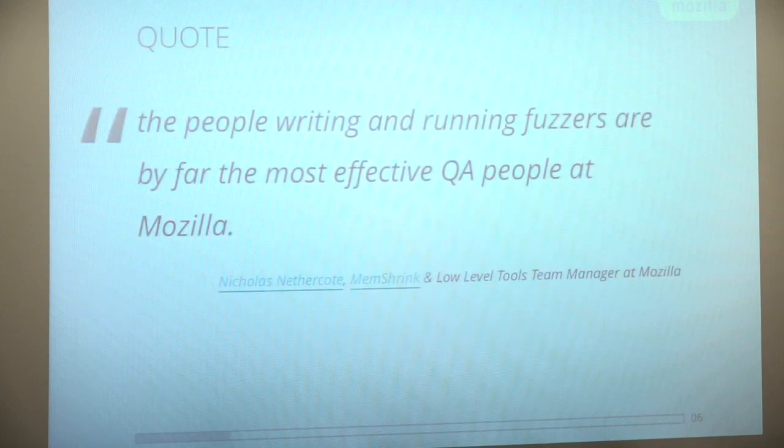So Nicholas Nethercote is one of the low-level tools managers at Mozilla. And something he said is basically the people writing and running fuzzers are by far the most effective QA people. And I would say I agree with that, right? Because instead of me being in front of the computer, or anybody being in front of the computer finding problems, you have computers doing it for you.